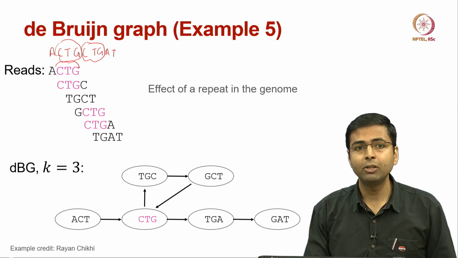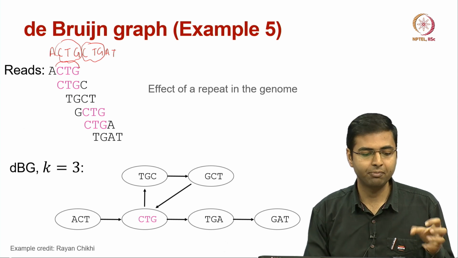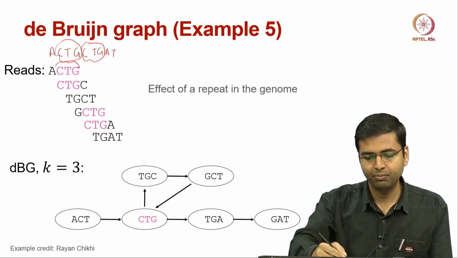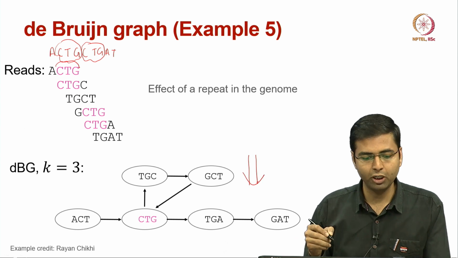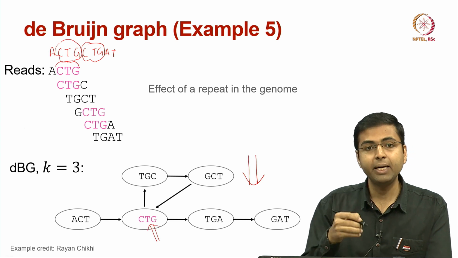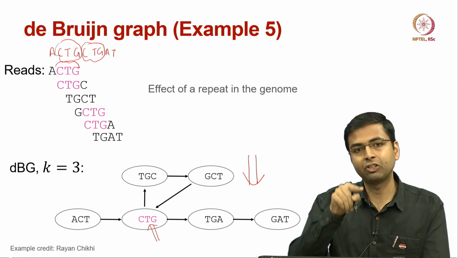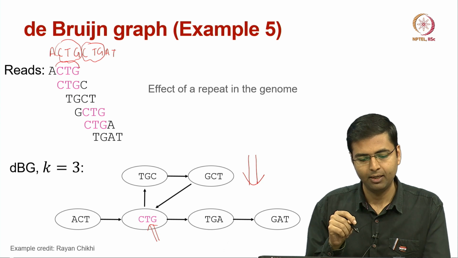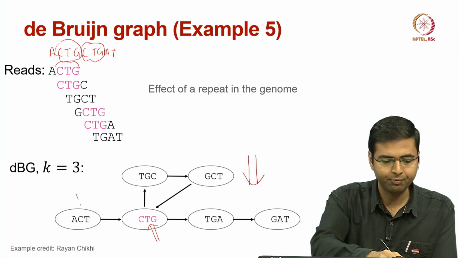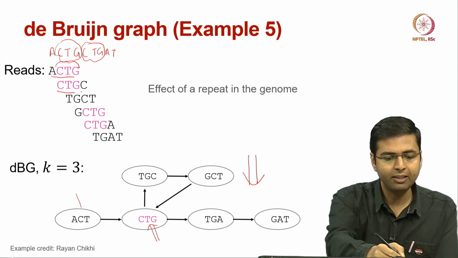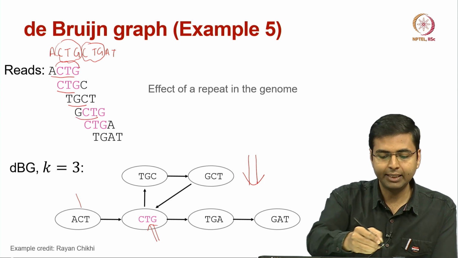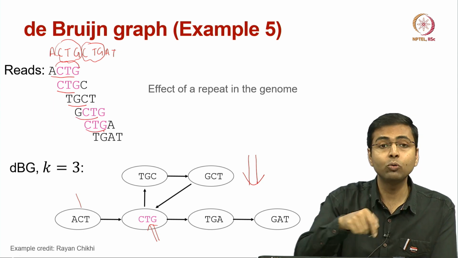Now, in this case, what happens to the graph topology when you have such repeats in the genome sequence? At the bottom we have shown how the graph topology looks, and you can see how the repeat has created a loop-like structure in the graph. And this is intuitive, because what would happen is you would have ACT, then you would move to CTG, then you would move to TGC in the graph, then you would have GCT, and then you would come back to CTG.